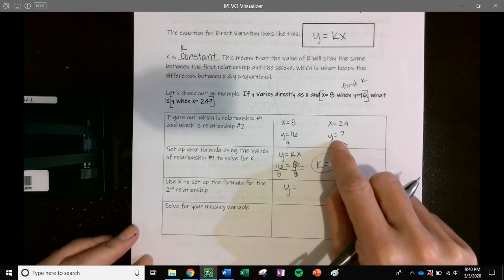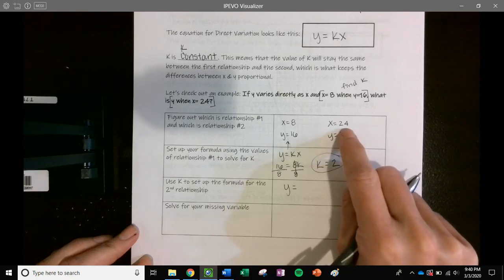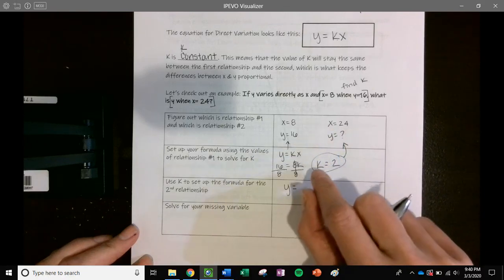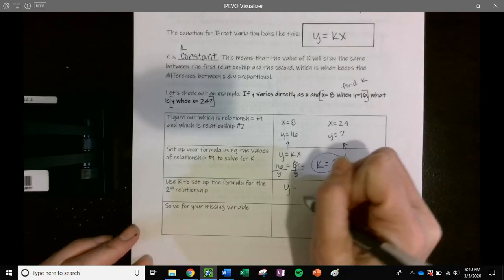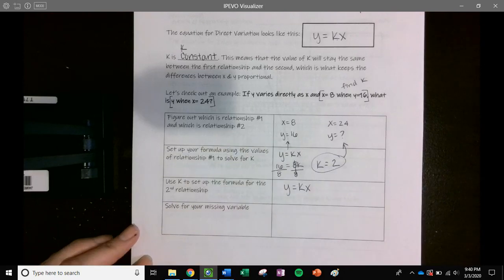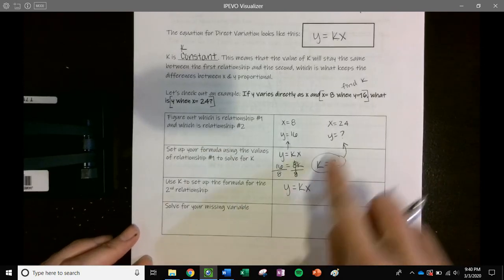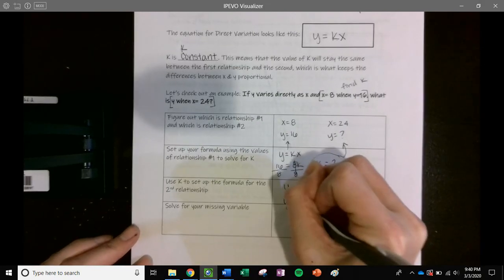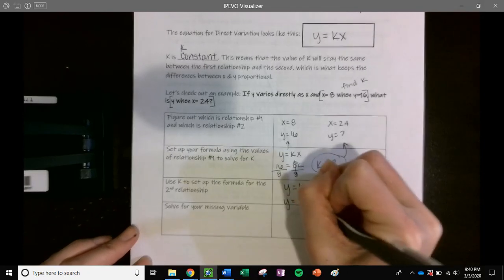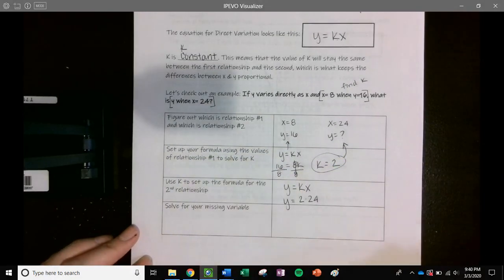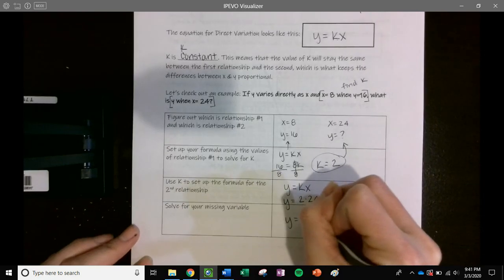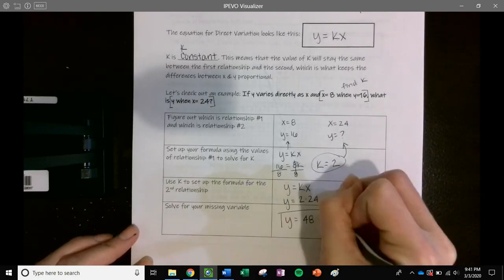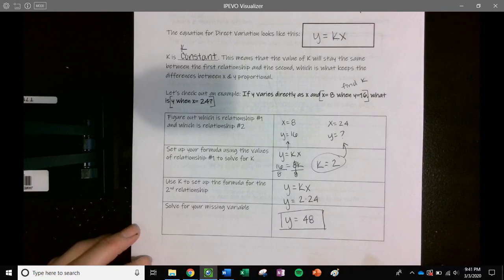The question is asking us to find the value of y if x is 24. But we cannot figure that out unless we know k. So our first step is to find k. Y equals k times x, and we are going to use y equals the k value of 2 times the x value of 24. What's 2 times 24? Well, we know that. Y equals 48. So that is our answer. Y equals 48.